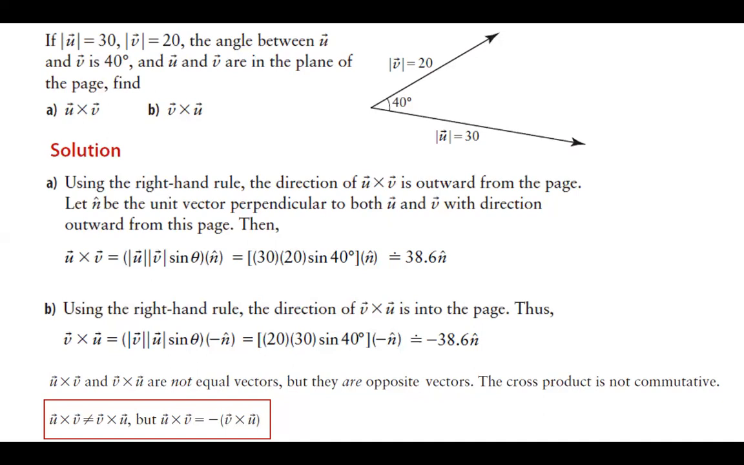So from this example, we can see that u cross v and v cross u are not equal vectors, but they are opposite vectors. The cross product is not commutative, which means u cross v is not necessarily equal to v cross u, but u cross v equals negative v cross u. Okay, any questions?